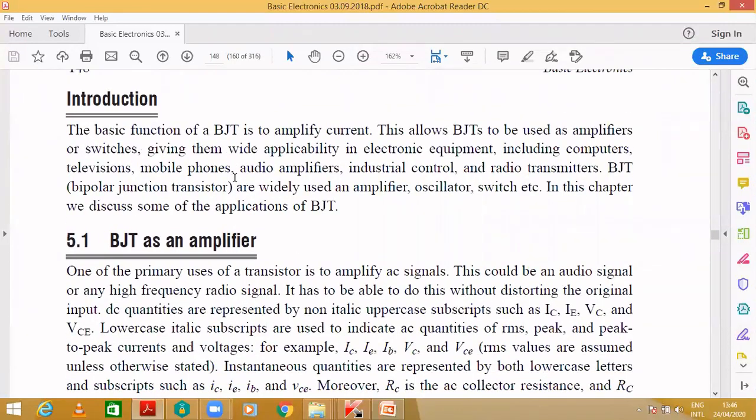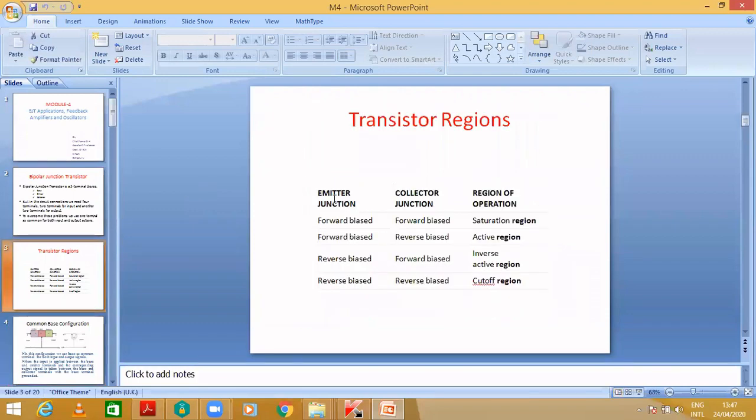What do you mean by amplifier? An amplifier amplifies the signal, that is, it increases the amplitude or strength of the signal. So we can use a BJT as an amplifier. In order to make a transistor operate as an amplifier, it has to work in a particular region. What are the transistor regions? They are the saturation region, active region, inverse active region and cutoff region.